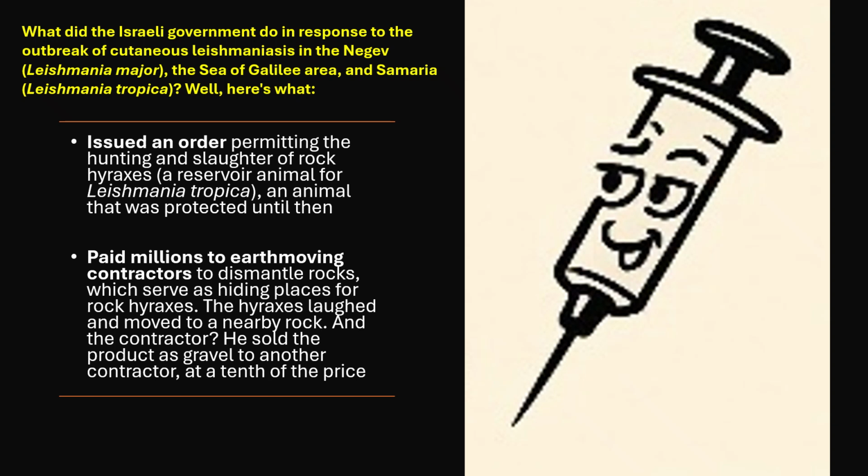To wrap up, we look at the Israeli government's historical responses to outbreaks in the Negev, L. major, and Samaria, L. tropica, which were often as unconventional as they were ineffective. The state issued orders to hunt rock hyraxes, a key reservoir for L. tropica, and even paid millions to dismantle the rocky terrain where they hide. As the slide suggests, the hyraxes simply moved to the next rock, while contractors sold the cleared stone as gravel. It's a stark reminder that without a stable, scientific solution like a nitric oxide spray or more accessible therapies, our prevention efforts can sometimes feel as circular as the hyrax's movements.